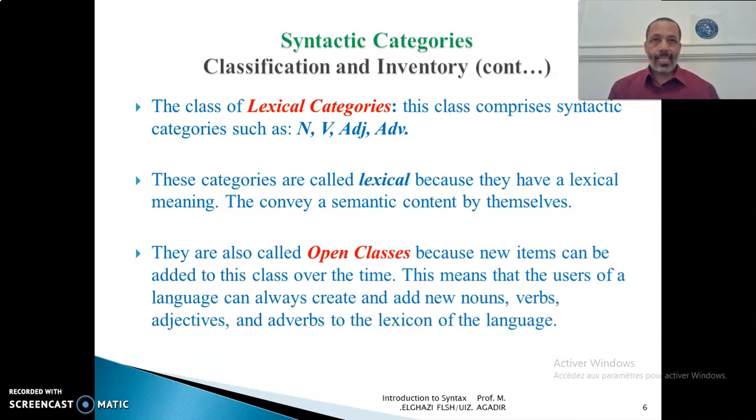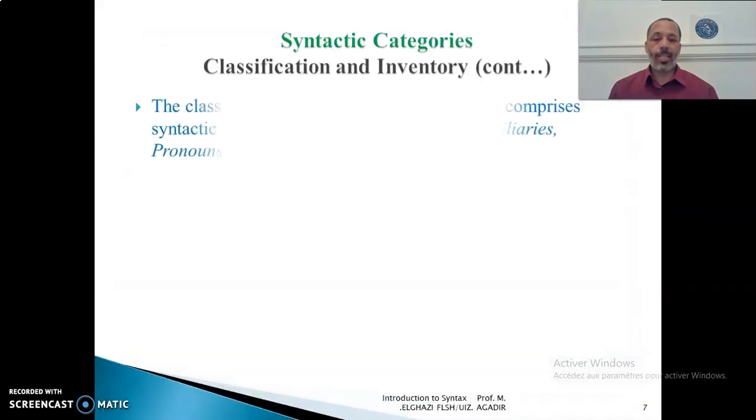This class is also called an open class. Why? Because new items can be added to this class over time, because human language has the property of creativity. This means that the users of a language can always create and add new nouns, new verbs, new adjectives, new adverbs to the lexicon of the language.